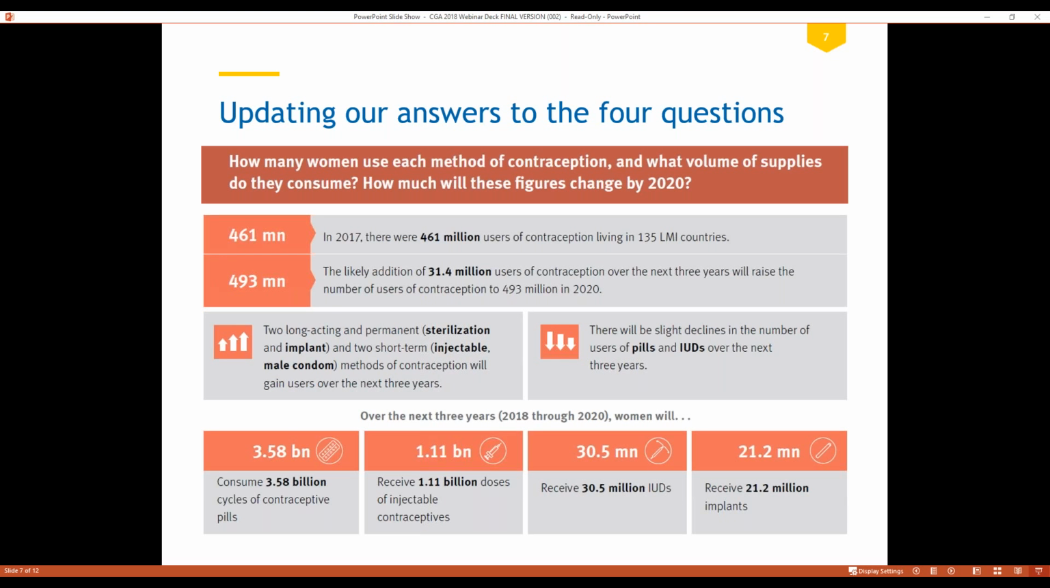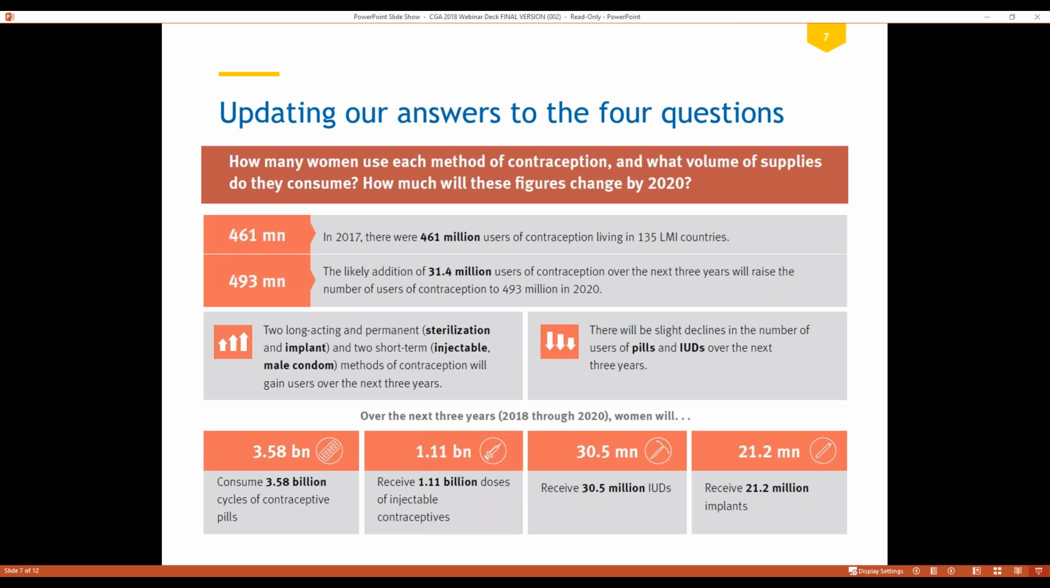But not all methods gain equally. What we see is, in fact, that at this global level, recent trends suggest that it's likely that pill and IUD users will actually go down in absolute numbers as women switch between different methods. And we see growth in all of the other methods. So again, even within these methods that are growing, the growth is not equal. Some are growing at faster rates than others.